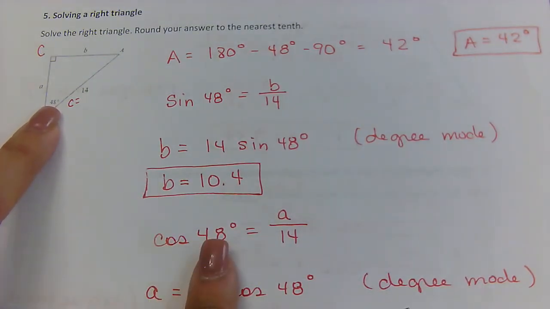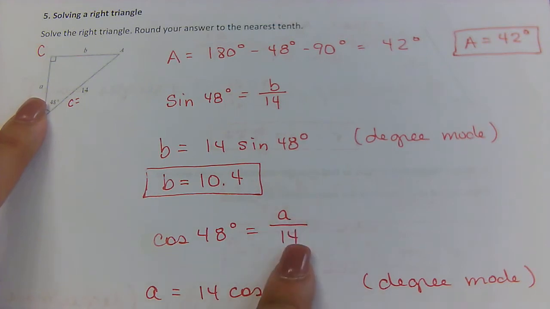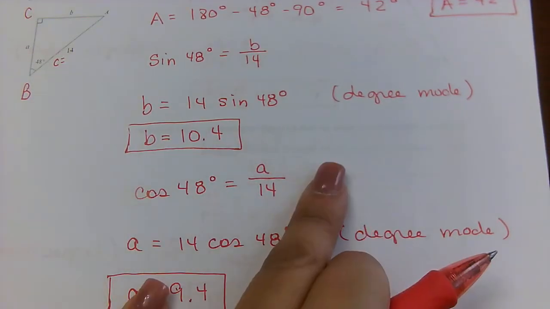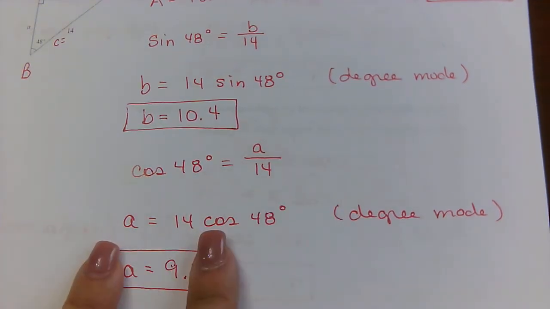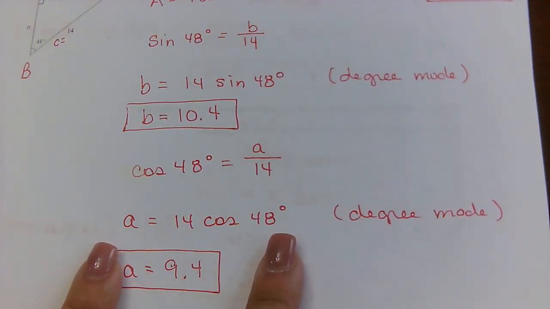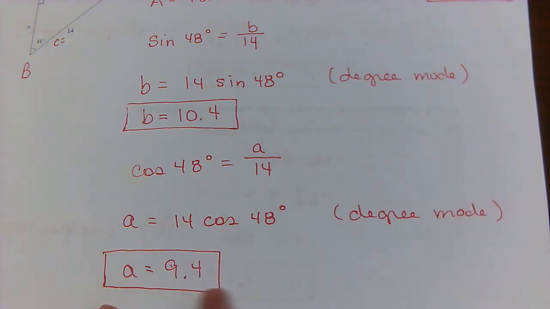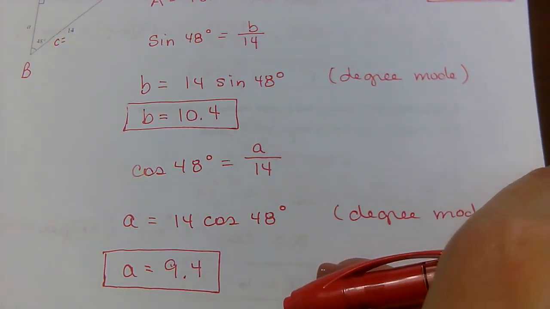Cosine of 48 degrees is equal to a over 14. Multiply 14 to both sides of the equation, and you get a is equal to 14 cosine 48 degrees. Again, make sure you're in degree mode, and you get a is equal to 9.4.